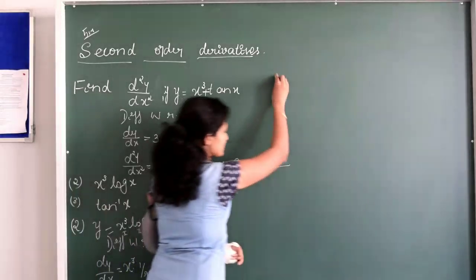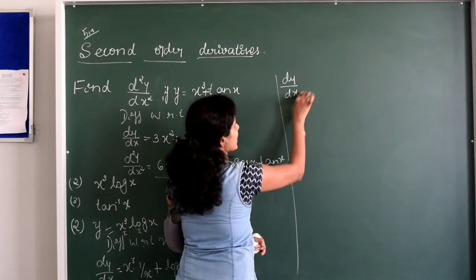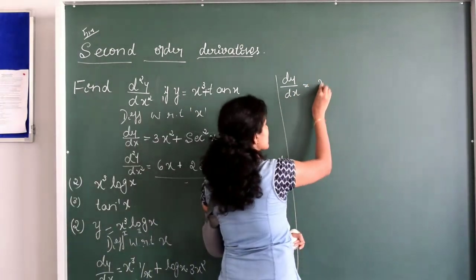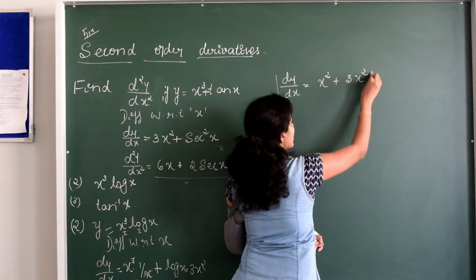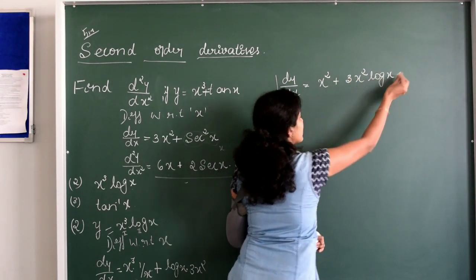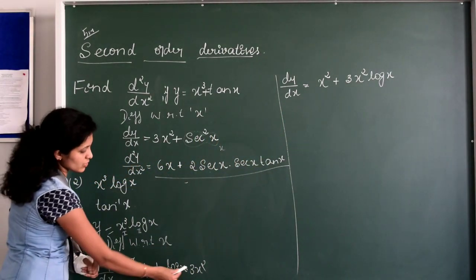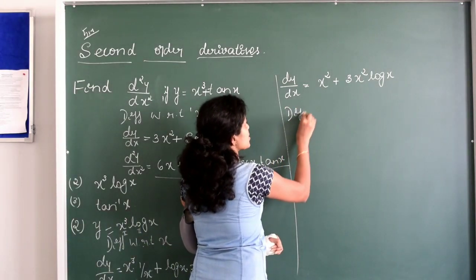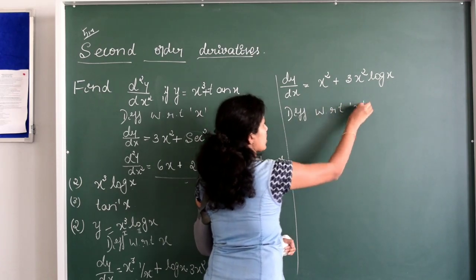What is remaining? dy by dx is equal to x square plus 3x square log x. Clear? Here what remains is dy by dx equal to x square plus 3x square log x. Now we have to differentiate again. So differentiate the function with respect to x to get the second order derivative.